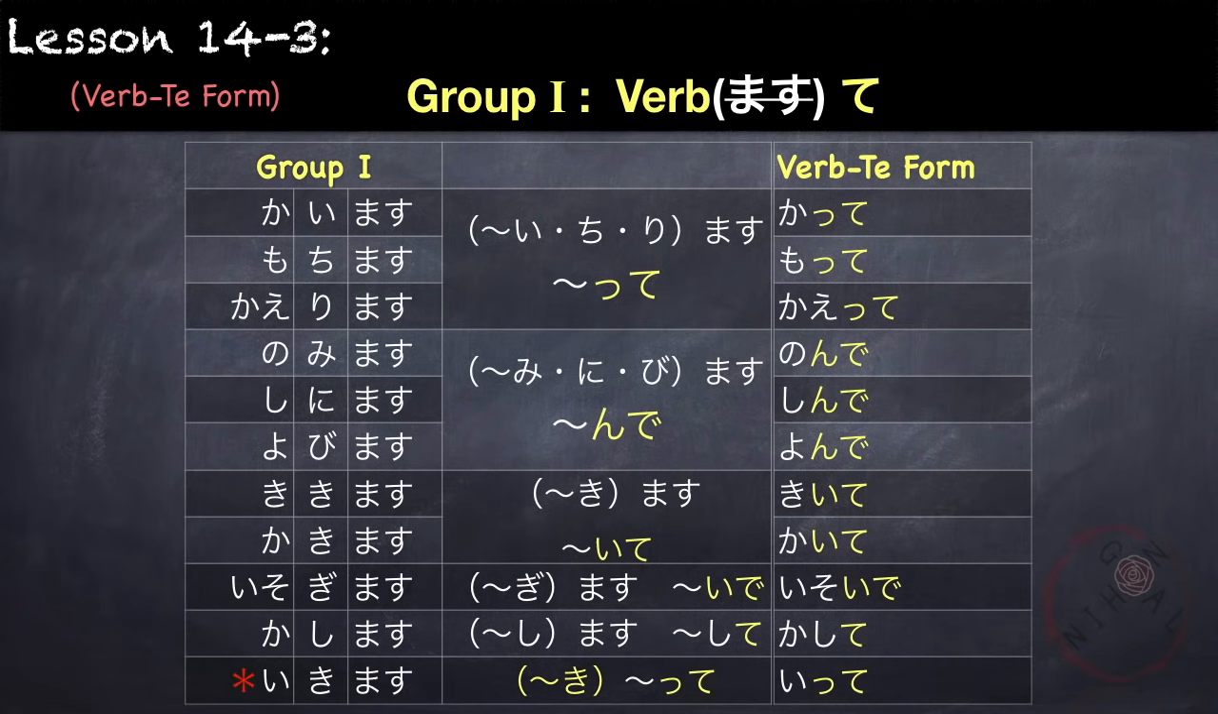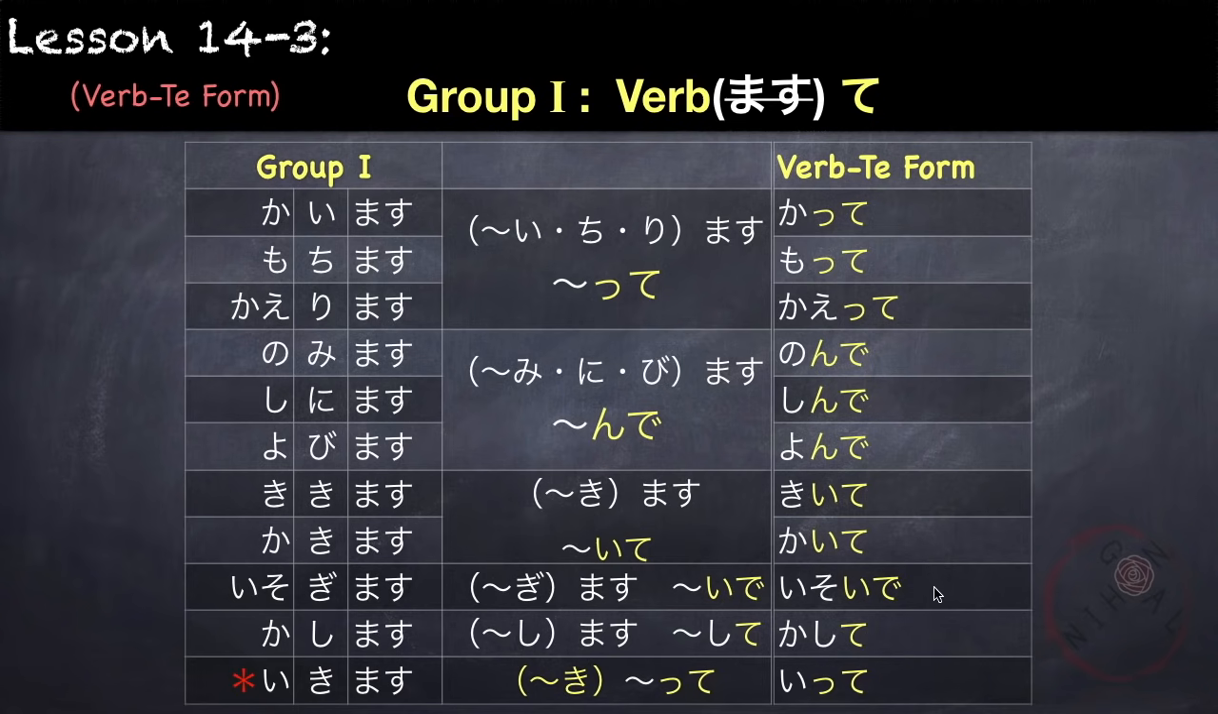Here is the te form of the following verbs. For kaimasu, it becomes katte. Mochimasu becomes motte. Kaerimasu becomes kaette. Nomimasu becomes nonde. Shinimasu becomes shinde. Yobimasu becomes yonde. Kikimasu becomes kiite. Kakimasu becomes kaite.